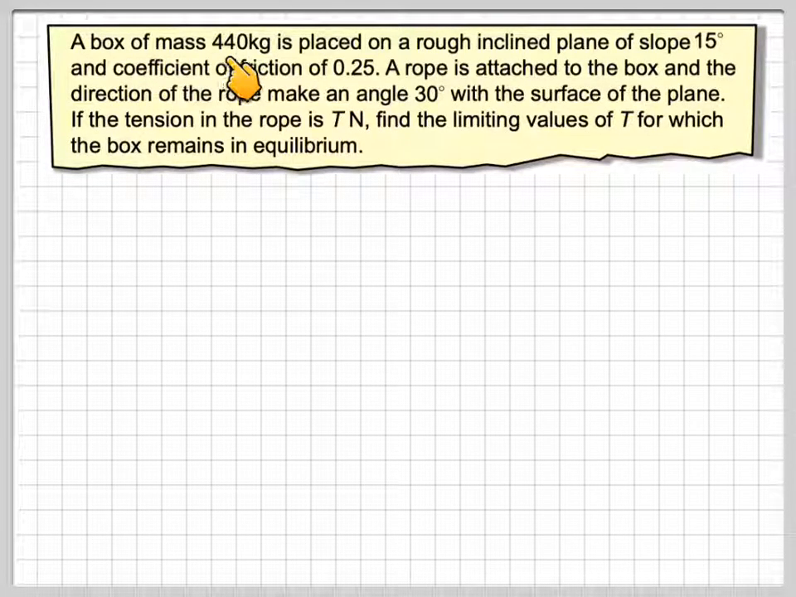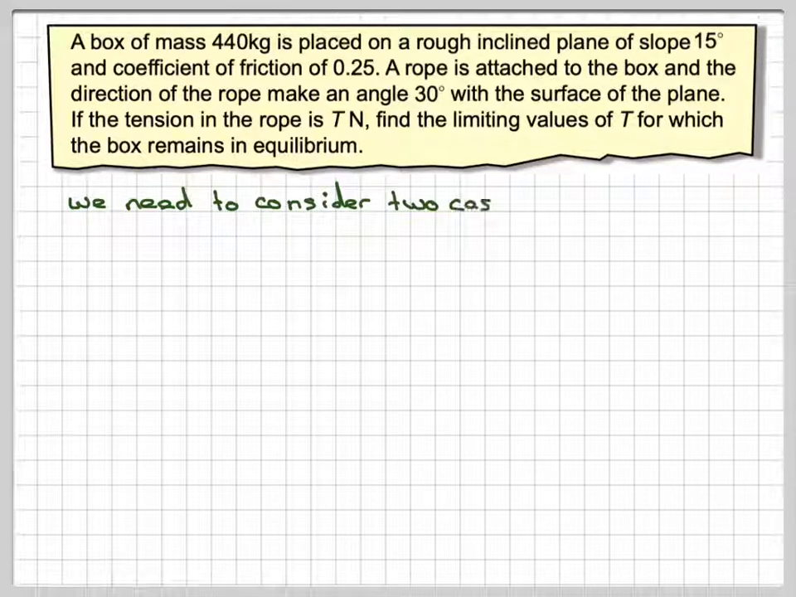A box of mass 440 kilograms is placed on a rough inclined plane of slope 15 degrees and a coefficient of friction of 0.25. A rope is attached to the box, and the direction of the rope makes an angle of 30 degrees with the surface of the plane. If the tension in the rope is T newtons, find the limiting values of T for which the box will remain in equilibrium. Okay, to do this, you've got to consider two cases.